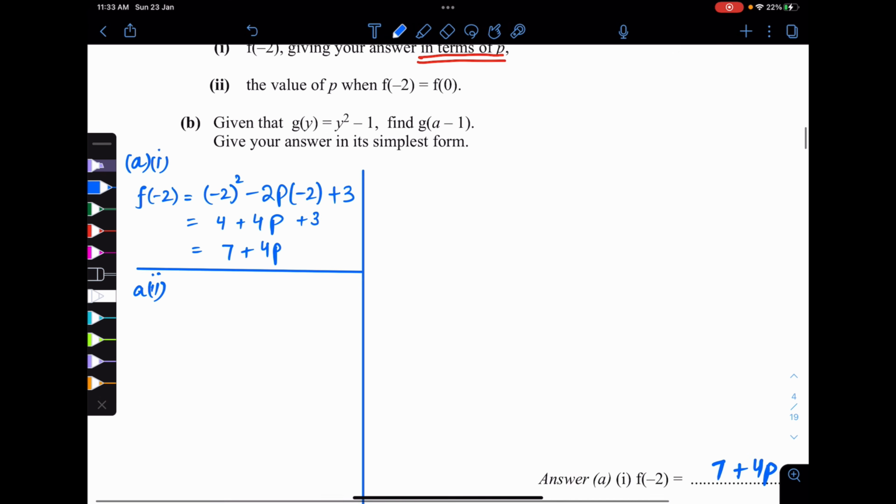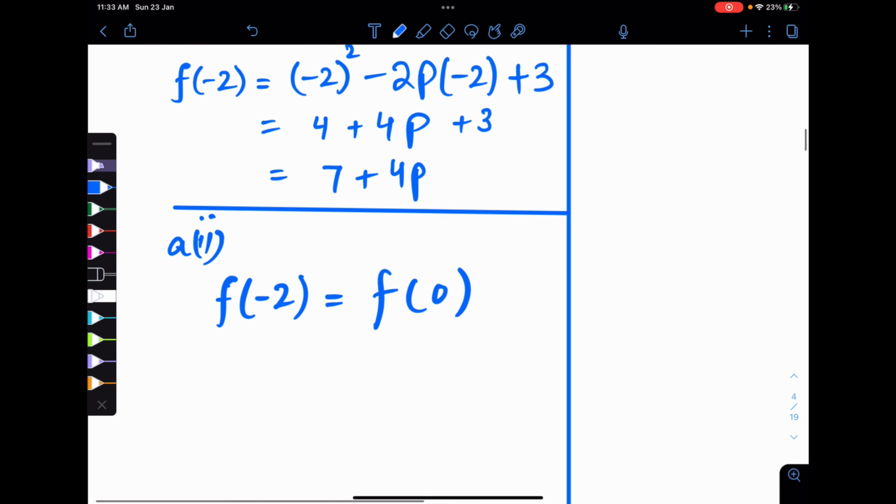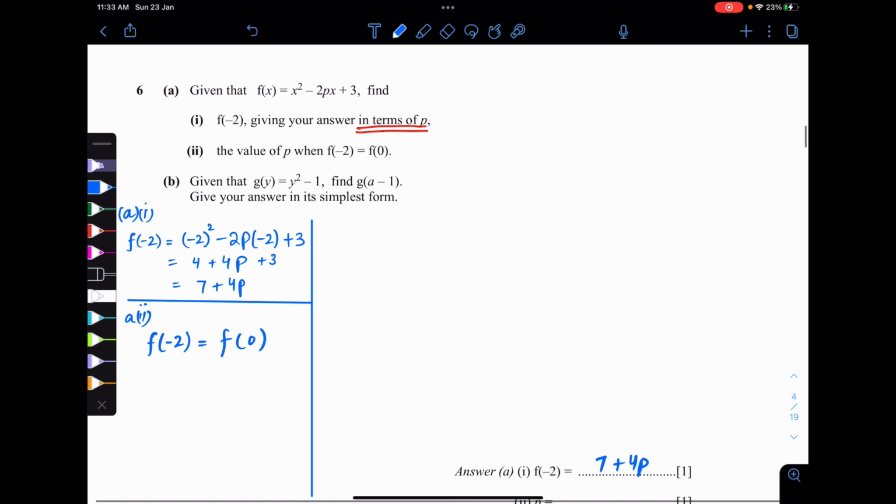Okay, so the question now requires us to find the value of p when f of minus 2 is equal to f of 0. For this question, you needed a little bit of presence of mind, because you had to realize that this is f of minus 2, and this is exactly what we just found in the previous part. So f of minus 2 was 7 plus 4p, and if they're asking for f of minus 2 again, you should pick that up and write 7 plus 4p over here on the left hand side.